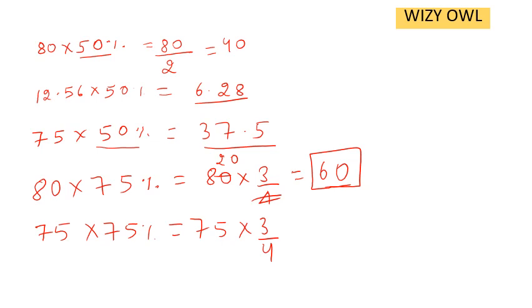Now let's see how you can do it more easily. Let's see what the answer will be if you have to find 25% of any number. To find 25% of any number, you just have to find 1 by 4th of that number. So 25% of 80 will be 20. Similarly, to find 25% of 120, it will be 120 into 1 by 4, which is 30.